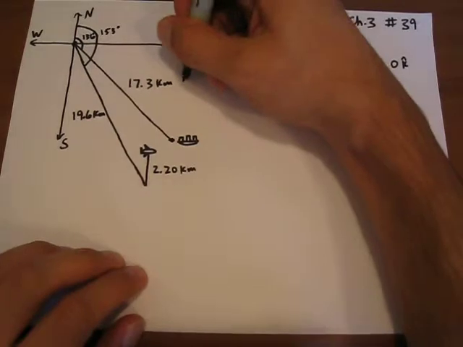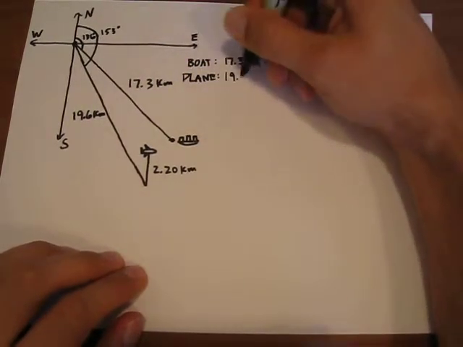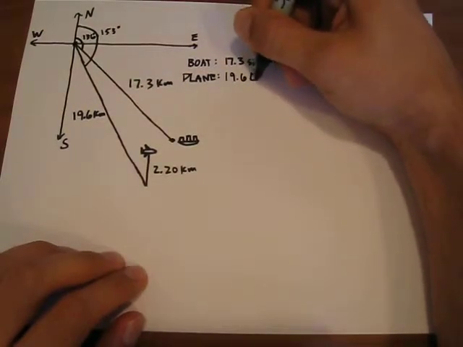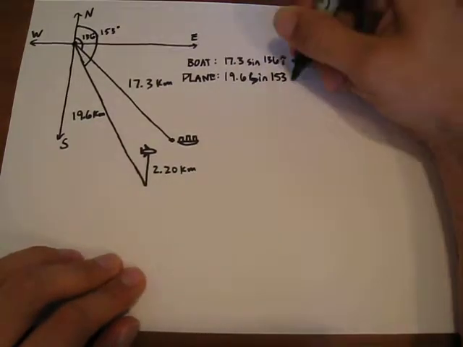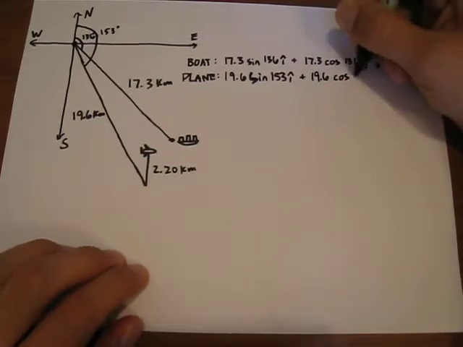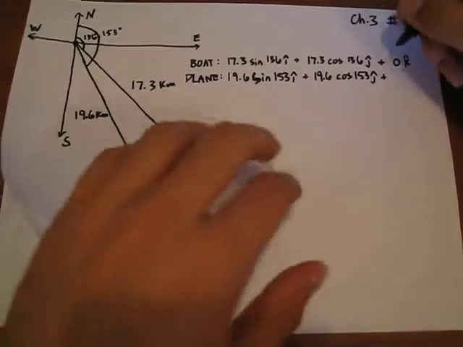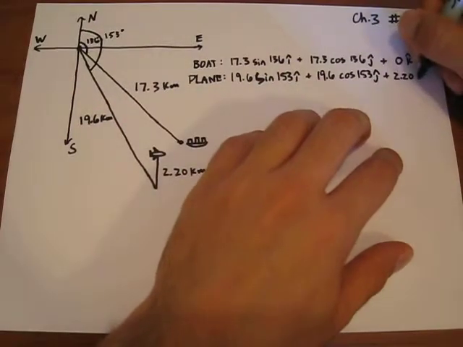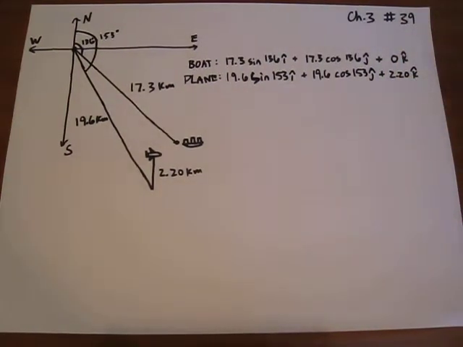So we'll do the plane next. Its magnitude is 19.6. So we'll do sine of 153, which is its direction from north, in the i-hat, plus 19.6 cosine of 153 in the j-hat direction, plus 2.20 in the k-hat direction. That's its elevation.